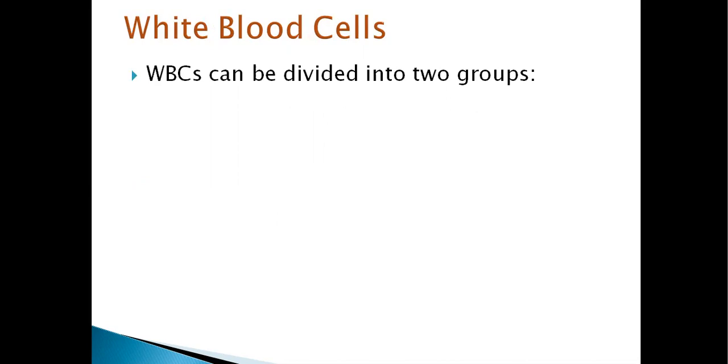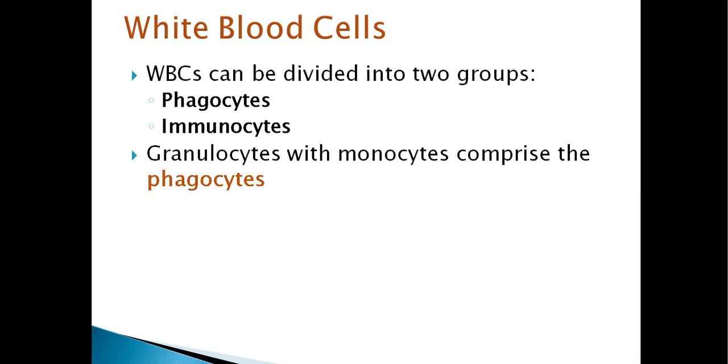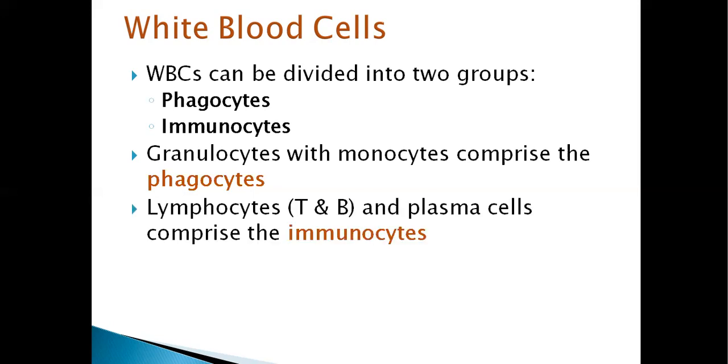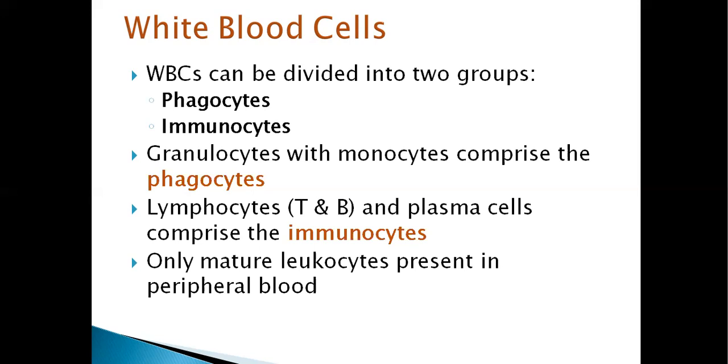Also, this type of blood cells, white blood cells or leukocytes, can be divided into two groups: phagocytes and immunocytes. Granulocytes with monocytes comprise the phagocytes, while the lymphocytes, which are T and B lymphocytes, and the plasma cells comprise the immunocytes. Only mature leukocytes are present in the peripheral blood.